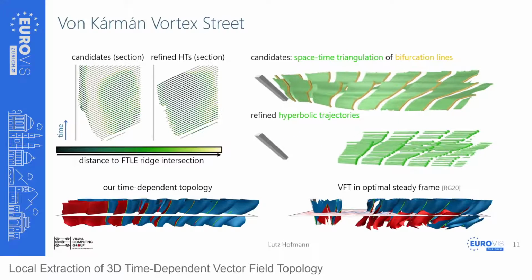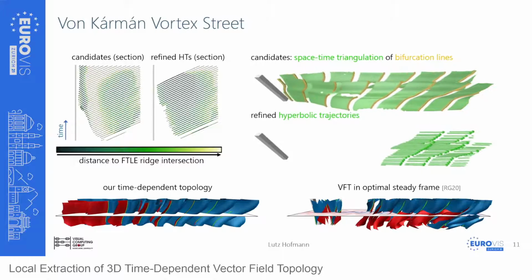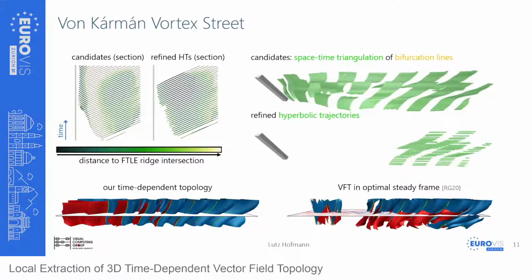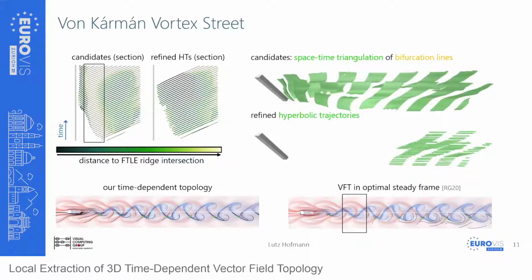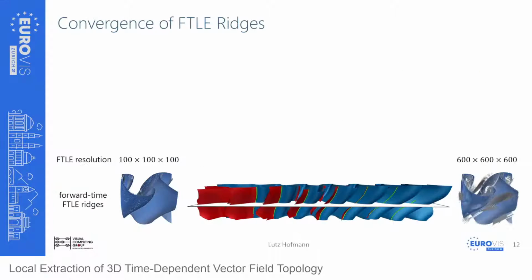We compare our topology with the steady vector field topology in steady reference frames as proposed by Rojo and Günther, and we found that their more expensive computation does not reliably yield better candidates than the Galilean invariant one. Also, their topology is not well aligned with ridges in the FTLE fields because their computation is local in space and in time.